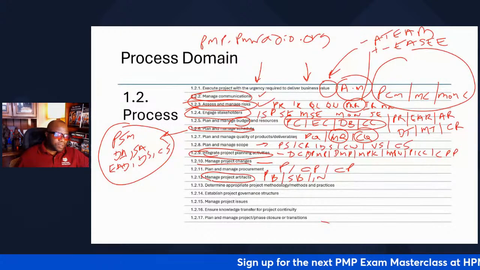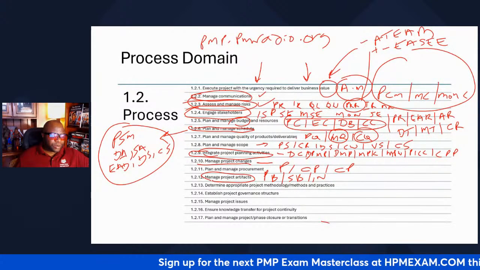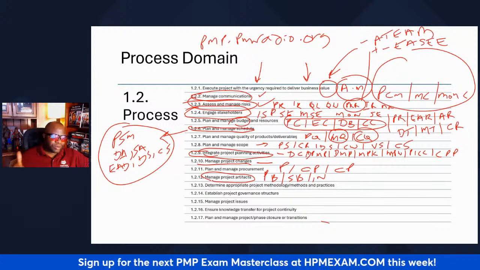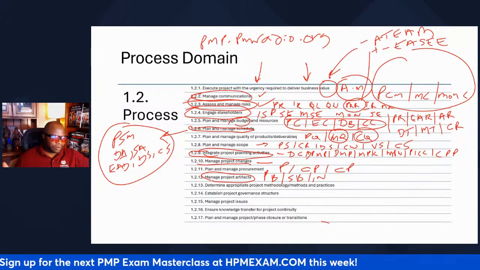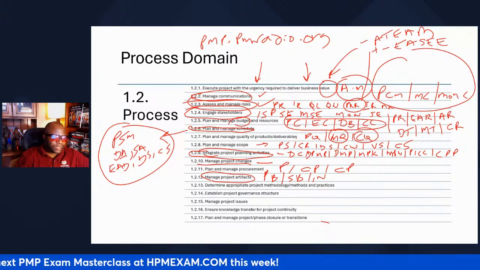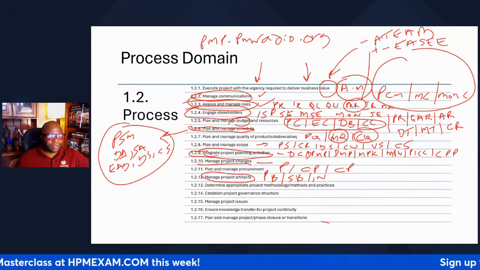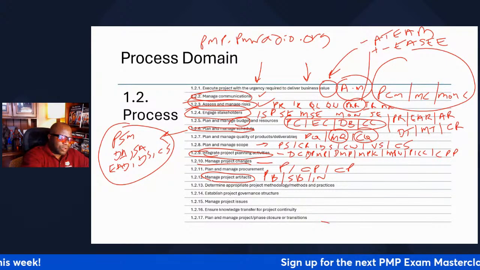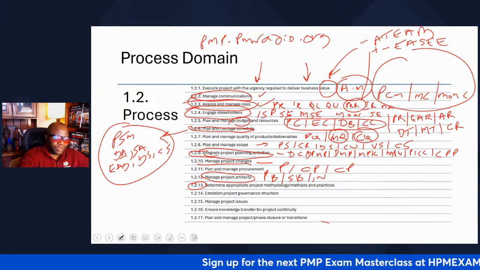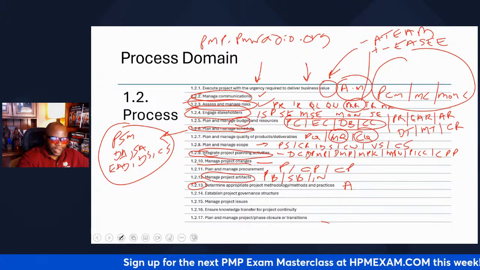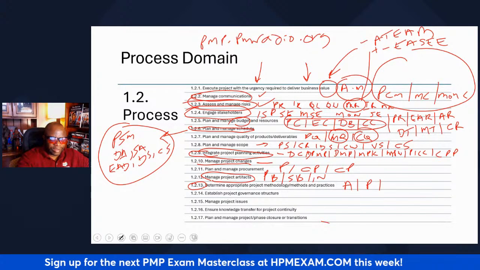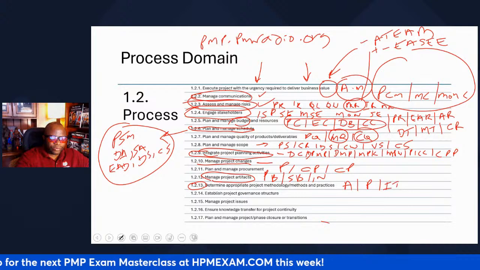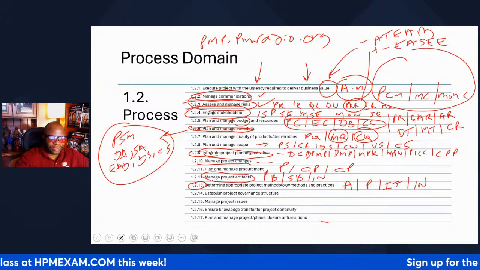All right. So that's all for manage project artifacts. Like I said, you got the product backlog, the sprint backlog, and the increment. All right, let's go to the next one. Determine appropriate project methodology and practices. So this is all about knowing when it needs to be agile, A for agile, P for predictive, IT for iterative, and IN for incremental.